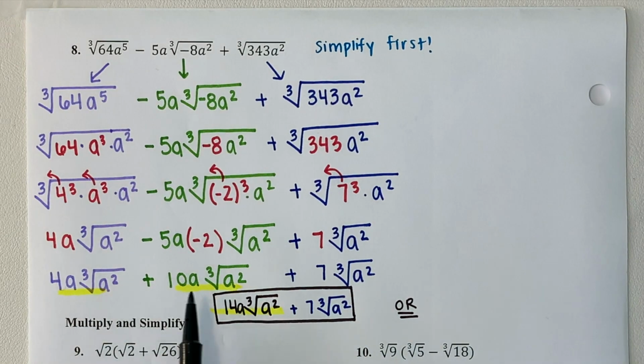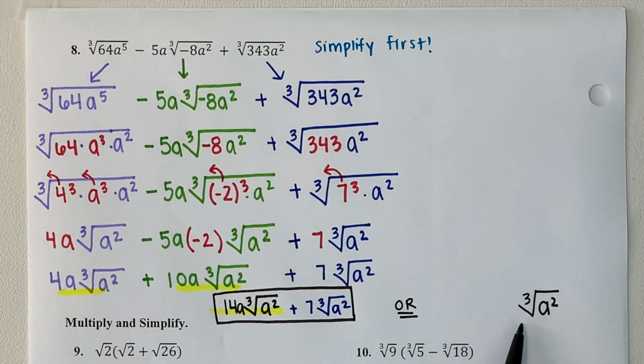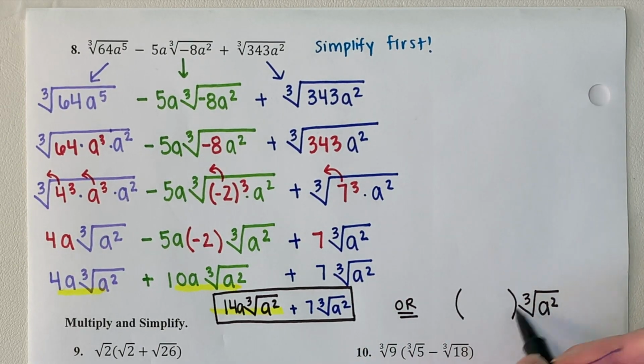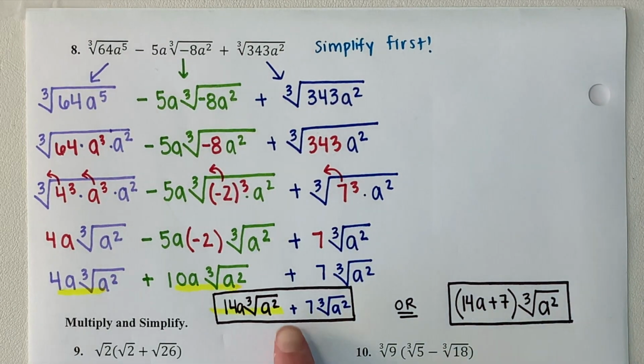Again, these are all like radicals, so to add them, we keep the radical base, which is the cubed root of a squared, and then our new coefficient is the sum of these three coefficients. So let's see. If we take 4a plus 10a, we get 14a, and 14a plus 7 is just 14a plus 7. We can't simplify that any further. So our new coefficient can be written as 14a plus 7. And we need to put this in parentheses to make sure that the radical base is applying to this whole coefficient. So you can write your final answer in either form. Both of these will be accepted.